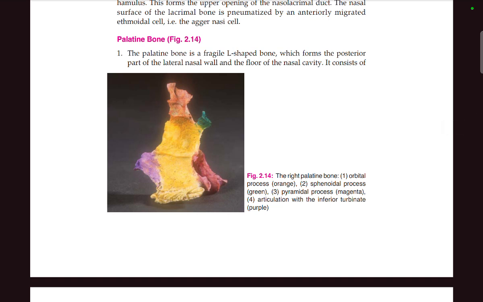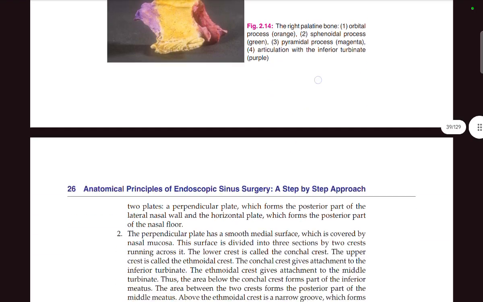Palatine bone. The palatine bone is a fragile L-shaped bone which forms the posterior part of the lateral nasal wall and floor of the nasal cavity. It consists of the right palatine bone, with the orbital process in orange, sphenoidal process in green, pyramidal process in magenta, and articulation with the inferior turbinate in purple.